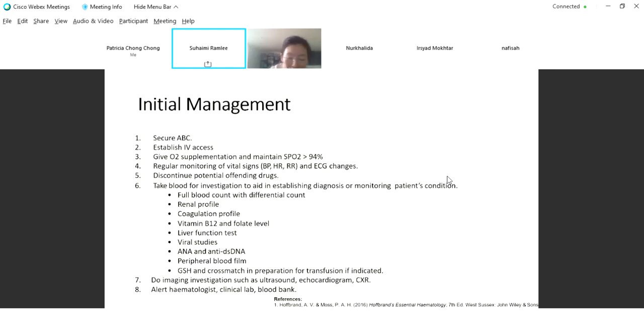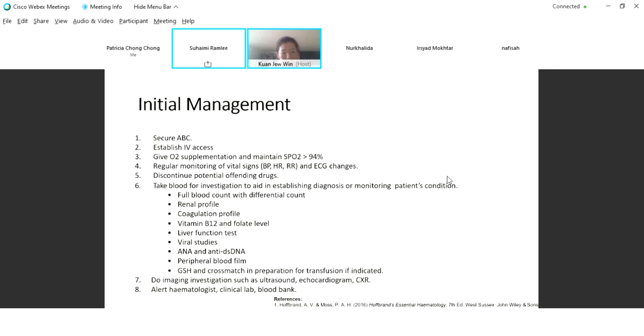So Jaime, you left out one important investigation that you're supposed to take. One important investigation. Blood culture and sensitivity. Yes, you have to take blood culture and sensitivity.